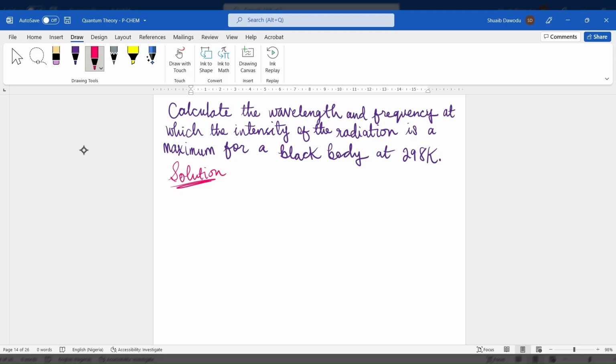Today we're going to be working on the question on the screen that says: calculate the wavelength and frequency at which the intensity of radiation is a maximum for a black body at 298 Kelvin.